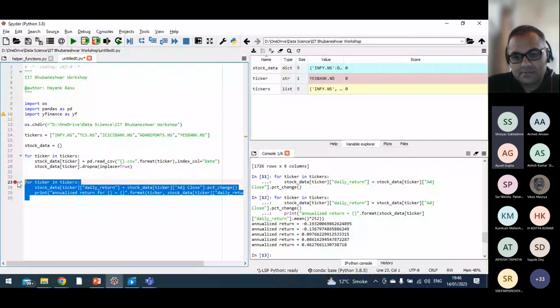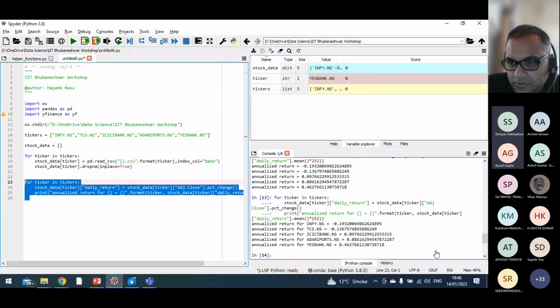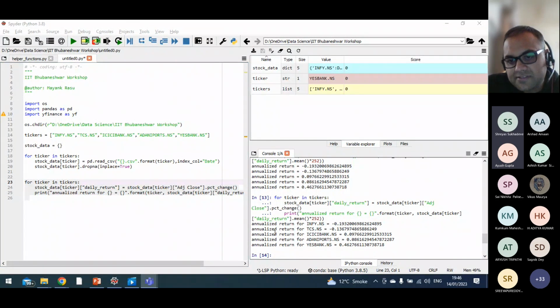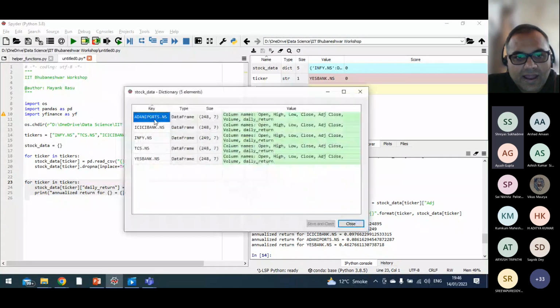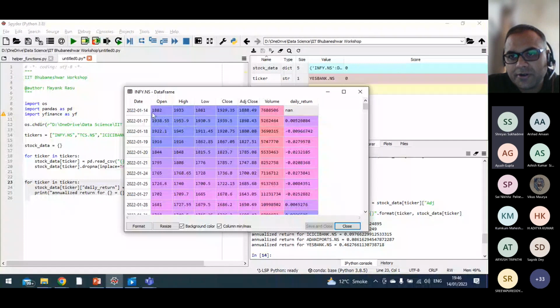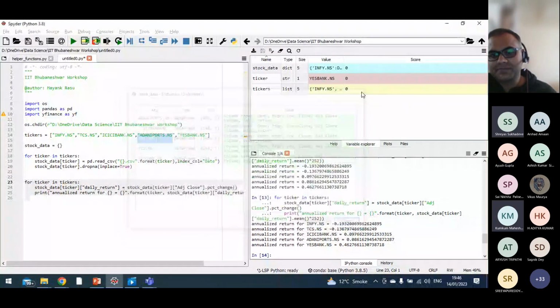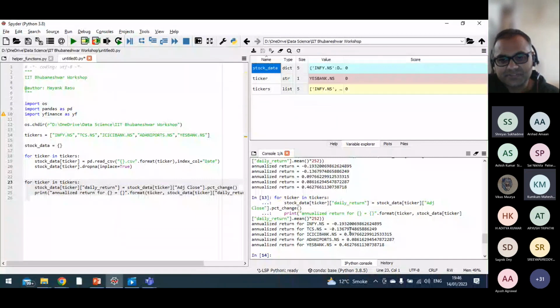Now if I run this, so annualized return, I'm not sure if you're able to see this. So annualized return for INFI was minus 19.3%. So last year was pretty bad for tech stocks. So it is telling you that if you invested in INFI at 14th Jan 2022 at the start of the previous year, you would have lost 19.3%. For TCS, you would have lost 13.6%. For ICICI Bank, you would have made 9.7%. For Adani, you would have made 8.6%. And for Yes Bank, you would have made 46%.